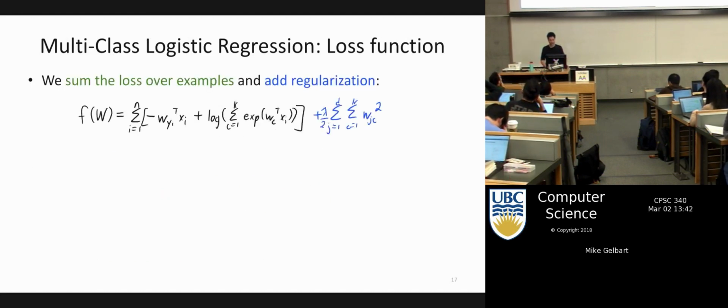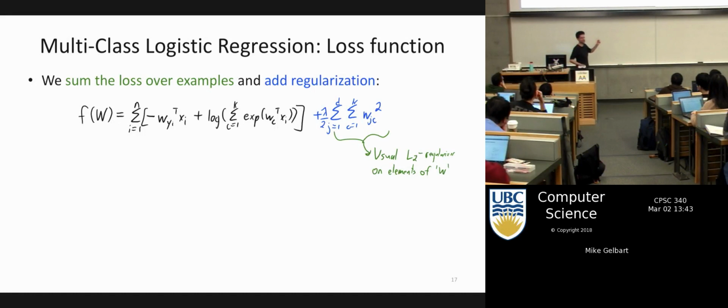Okay, so as promised, what we have yet to do is sum this thing over all training examples and add regularization. Our regularization has two sums because our W is a matrix now. Instead of just summing over features like usual, we're also summing over classes because we're regularizing all of the Ws in the matrix.